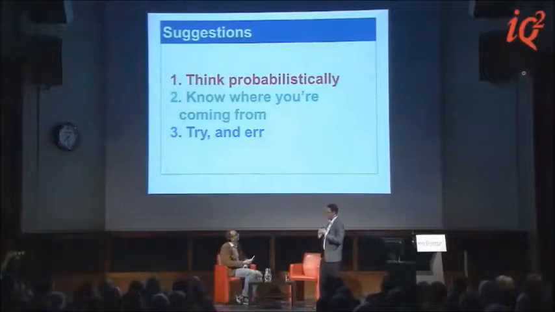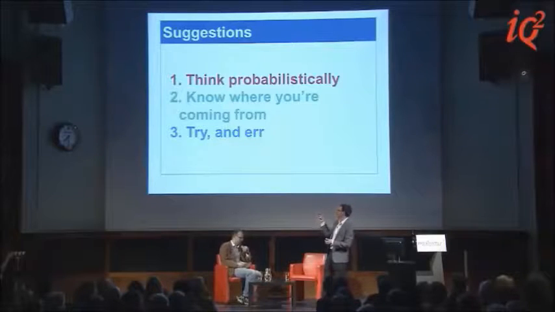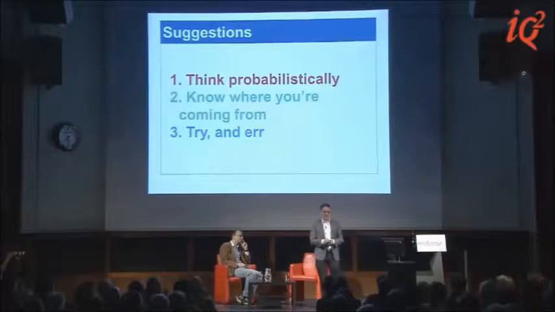But there are three broader principles that I draw that are, I think, in line with Bayesian thinking. One of which is, well, you can see the three: think probabilistically, know where you're coming from, and try and error. So let me explain each one of these very, very briefly.